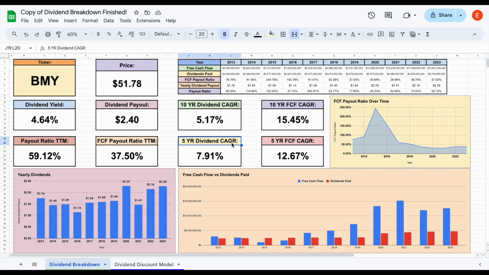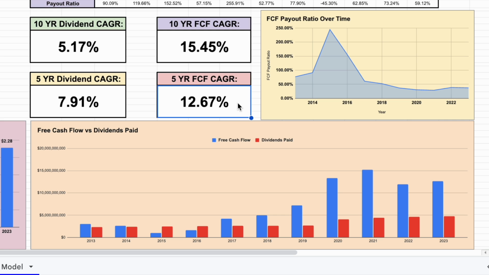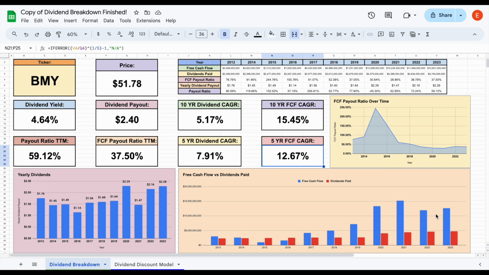But here's what I really love about this company. The free cash flow growth over the past 10 and 5 years has been phenomenal. 10-year free cash flow CAGR of around 15.5%, and a 5-year at 12.67%. So when we look at the blue bars here, we can see free cash flow has absolutely been exploding, which leads to a low free cash flow payout ratio at around 37.5%, something else I love to see.